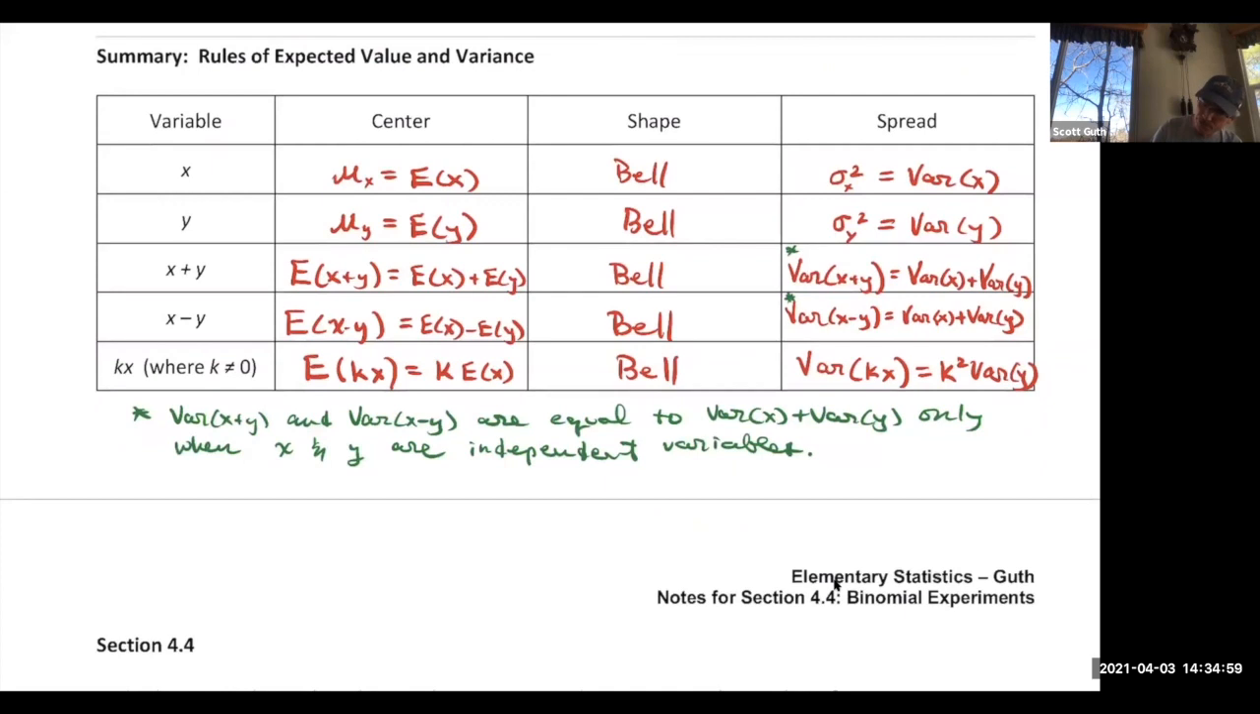Same thing for the variance when you subtract the variables, but not the same thing when you do the expected value. So for the expected value of x minus y, that's the expected value of x minus the expected value of y. That is, when you subtract the variables, the means subtract. Makes sense. The distribution was still bell-shaped, but the variance is again added. So the variance of x minus y was the variance of x plus the variance of y.